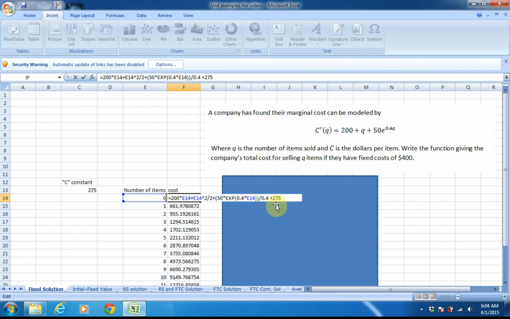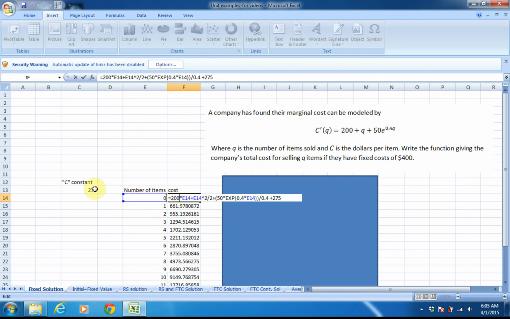But this thing at the end now should seem new to everybody, this plus 275. And we want to decide where did that come from, because that is part of our cost function. So the first part of this should be what you got for your antiderivative. It's that plus 275 that we want to explore to see where that came from. Okay, so if you look at this line that I've given you here, it says write the function giving the company's total cost for selling Q items if they have fixed costs of $400.